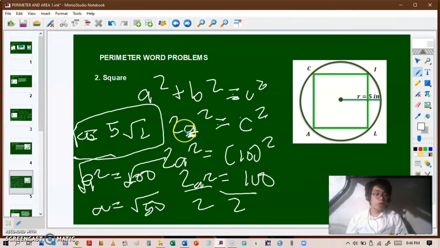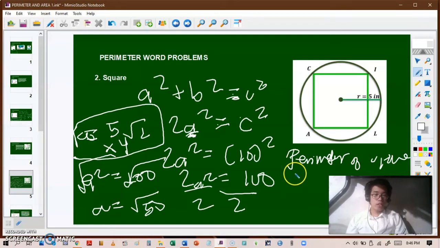And if you want to know the perimeter, since there are 4 sides, you just simply multiply that by 4. So you get that the perimeter of the square is 20 square root of 2 inches. Very simple.